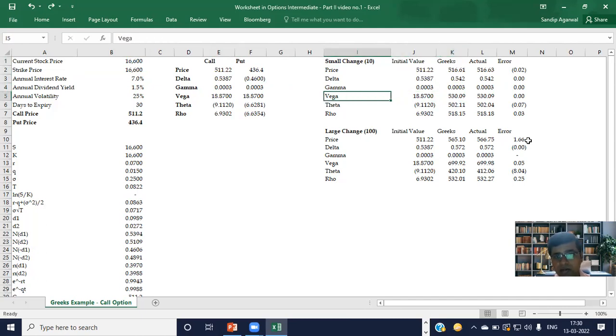Now we come to the vega. Now vega is basically for the annual volatility. So you can see the volatility is 25% in the current case, and the vega value is 18.87. Now we just change this volatility from 25 to 26, and we will see how the price of an option changes, considering the other option Greeks, which are basically delta, gamma, theta, rho, remain constant. So you can see the price of an option becomes 530. So how is this 530 becoming?